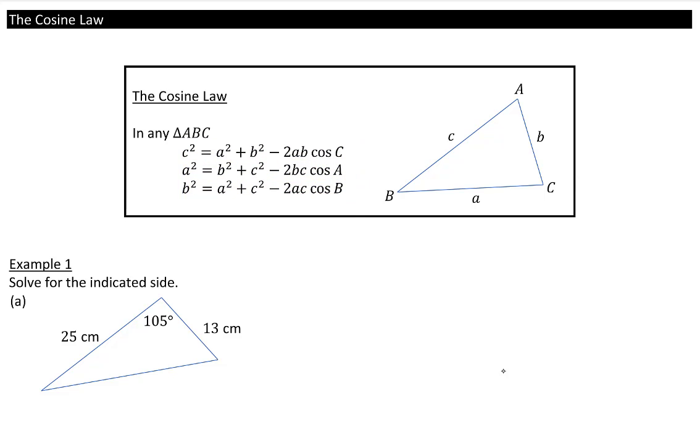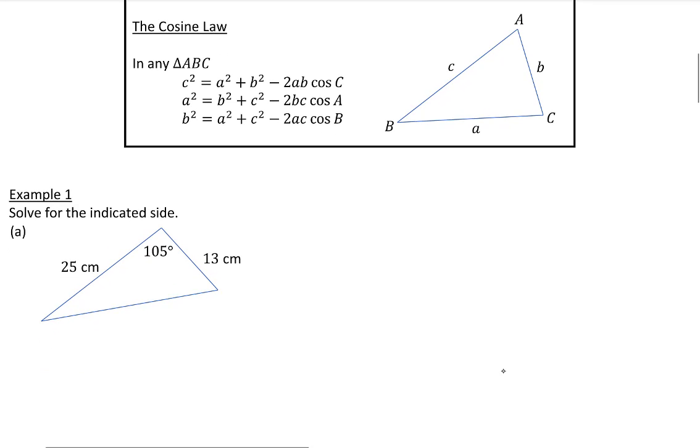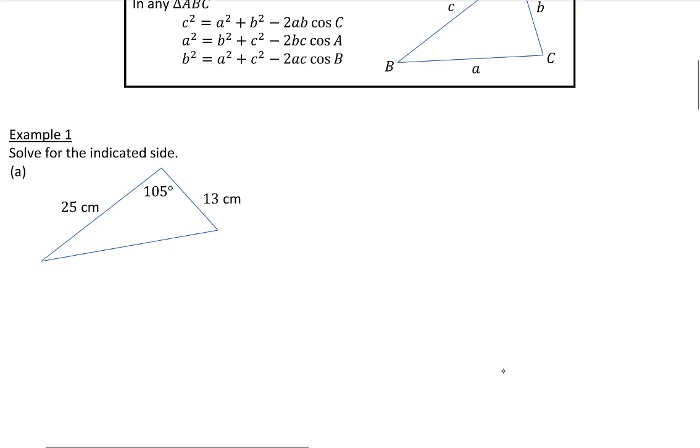So we'll start off by using the cosine law to find a side length. So for example 1, it says solve for the indicated side. And it doesn't have an indicated side, so we're looking for this side right here. Notice we don't have a known side across a known angle, so this is the case where we cannot use the sine law. So this is why we need the cosine law.